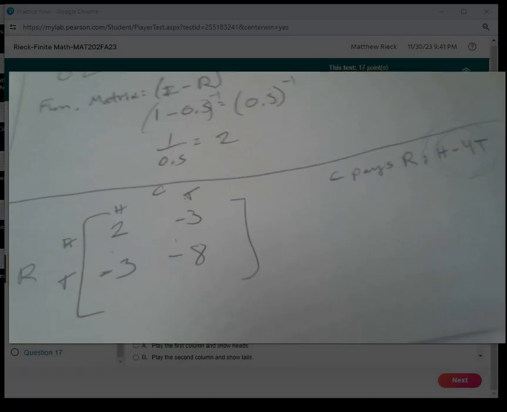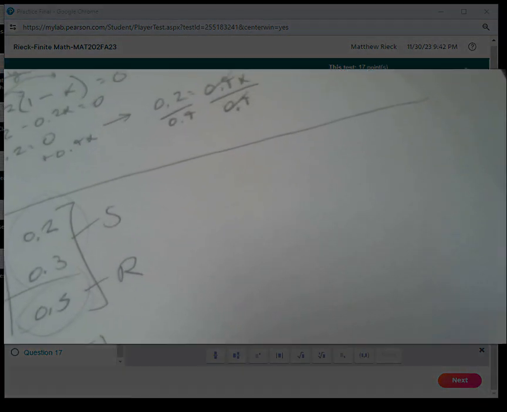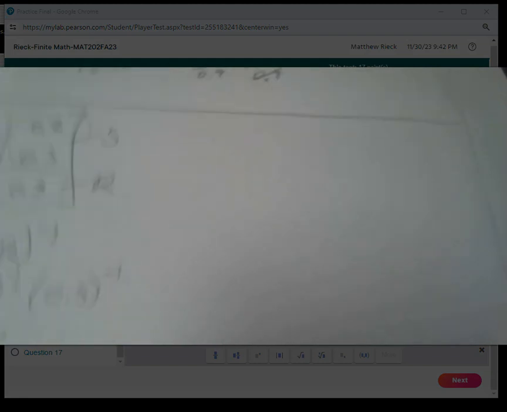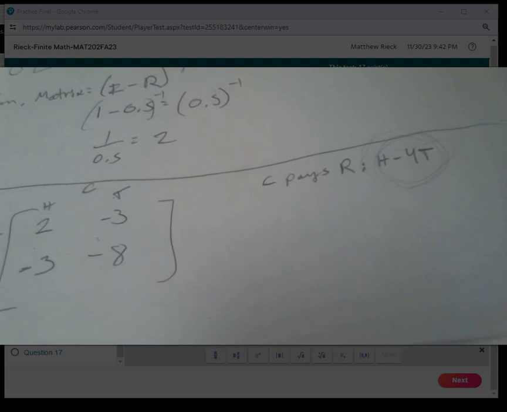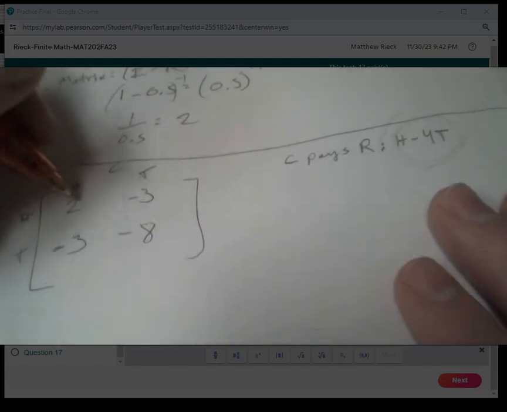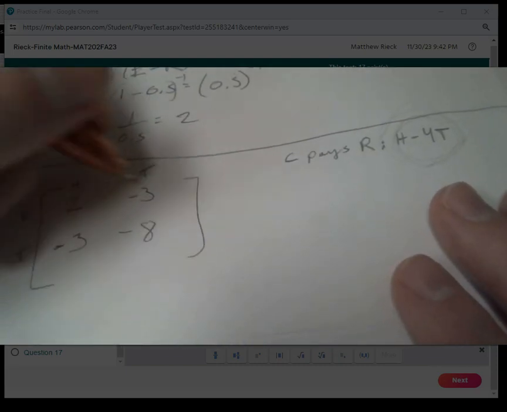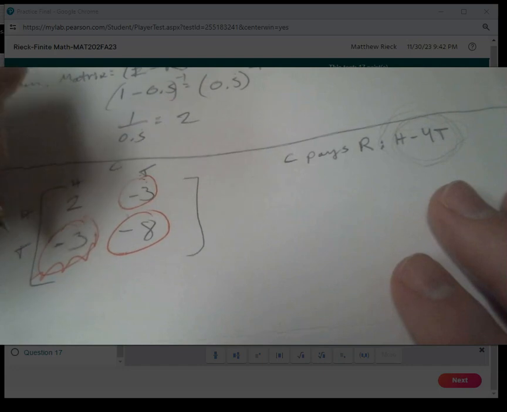So that is my payoff matrix. We have 2, negative 3, negative 3, negative 8. Then to figure out whether it's strictly determined, we're looking for a saddle point. I'll use red for the row player. To find the optimal strategy for the row player, you're going to circle the smallest element in each row. Negative 8 is smaller than negative 3.